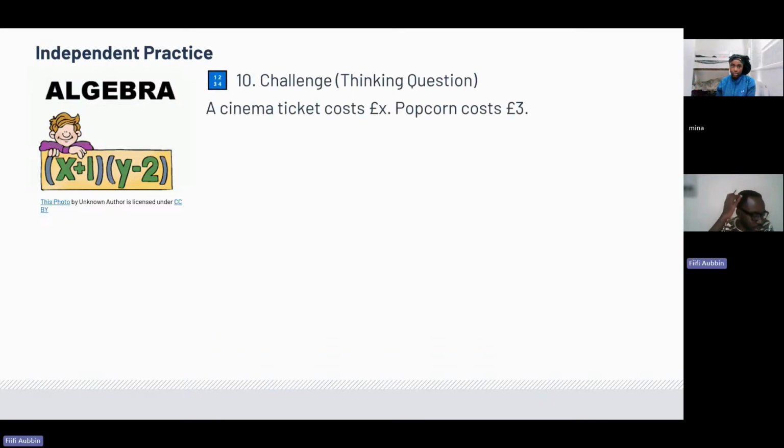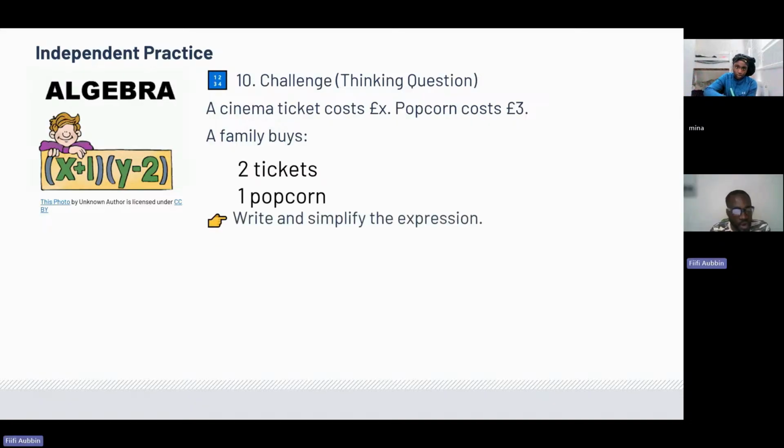So there's a thinking question. Let's see if you're going to sail through. A cinema ticket costs x pounds and popcorn costs £3. A family buys 2 tickets and 1 popcorn. Write and simplify the expression. It's either 2x plus 1 or 2x plus 3. I want you to be sure of what you are saying. I think it's 1. Okay, you're saying 2x plus 1. Oh, wait, no. 2x plus 3.